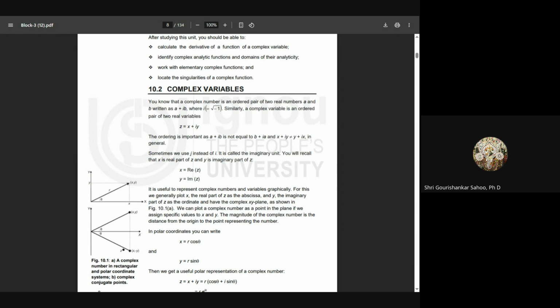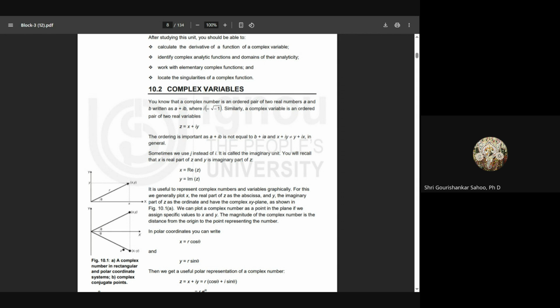So z is equal to x plus iy, where x is a real number, y is a real number. x represents your real part and iy represents your imaginary part. In real part there is only real number x, and in imaginary part you have i and a real number y. Okay, but a plus ib is not equal to b plus ia. You can see x plus iy is not equal to y plus ix.